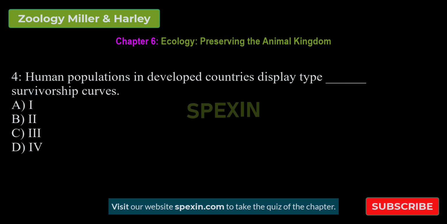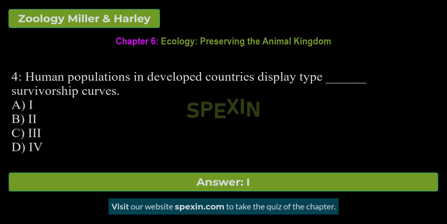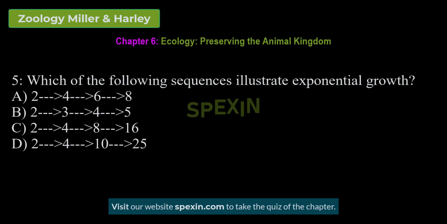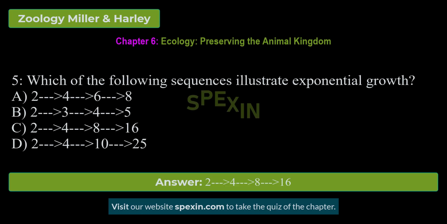Human populations in developed countries display type survivorship curves. 1, 2, 3, 4. Correct answer: 1. Which of the following sequences illustrate exponential growth? 2 greater than 4 greater than 6 greater than 8. 2 greater than 3 greater than 4 greater than 5. 2 greater than 4 greater than 8 greater than 16. 2 greater than 4 greater than 10 greater than 25. Correct answer: 2 greater than 4 greater than 8 greater than 16.